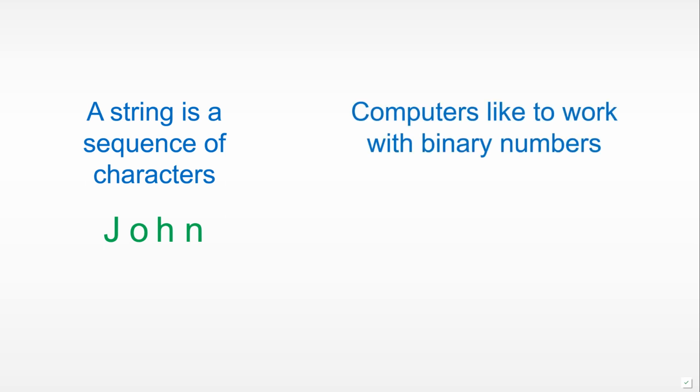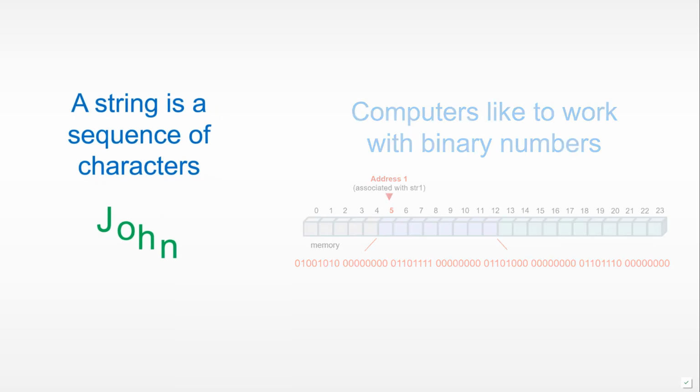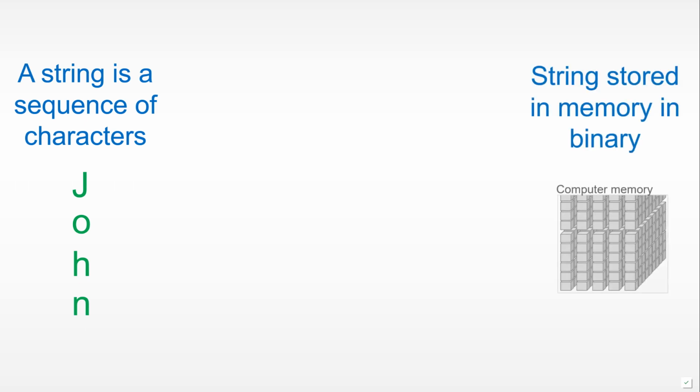But as far as the computer is concerned, what computers really like to work with are binary numbers. So computers are very efficient at dealing with numbers, and they don't really have a way of specifically dealing with strings and with characters. Which is why we actually have to take our initial characters, which make up the string, and somehow convert them into another storage type in memory.